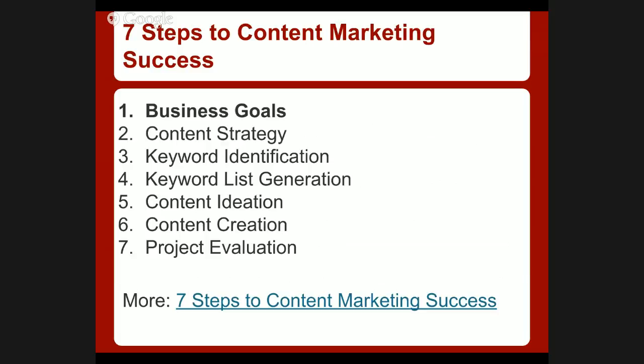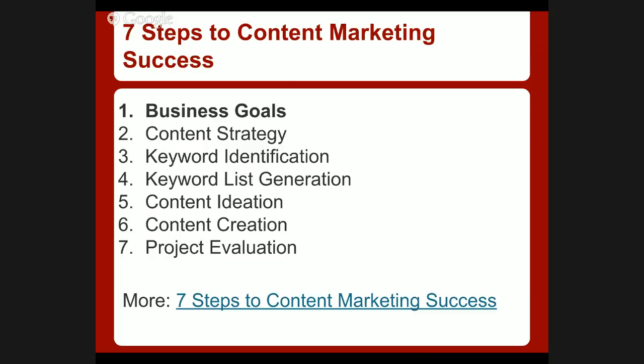To begin with, let's quickly recap the 7 steps to content marketing success. First, you need to have a clearly defined business goal. Second, you're going to build a content strategy based on that business goal. Third, you'll identify some keywords that you would like to target. Fourth, you're going to use those 2 or 3 keywords that you've defined in order to generate an expanded list of keywords and also prioritize this list.